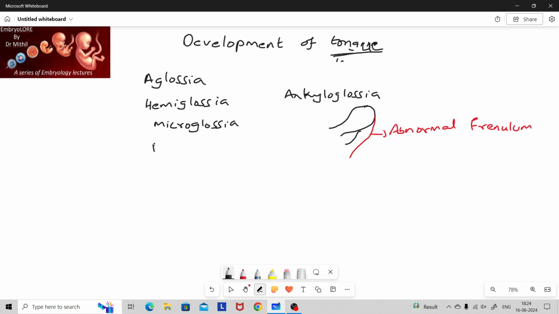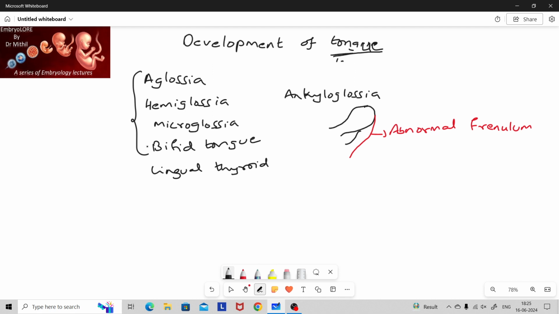The next one will be the bifid tongue, and then the lingual thyroid. Then there is fissuring of the tongue and hypertrophy of the lingual papillae, which is a basic condition of Down syndrome. So basically these are all the congenital anomalies of the tongue: aglossia, hemiglossia, microglossia, macroglossia, which is the opposite of micro, where the tongue is too large, and then ankyloglossia, which is called tongue tie.